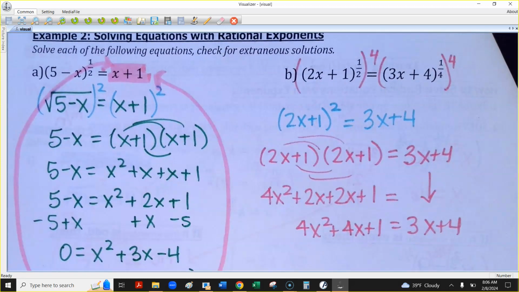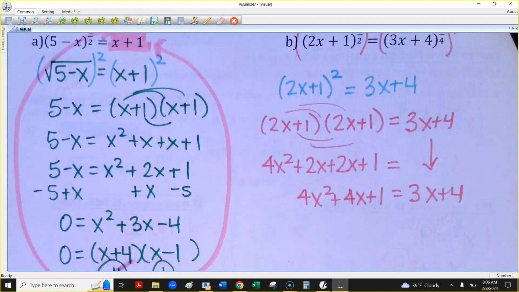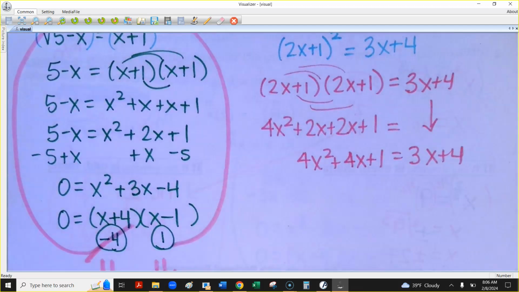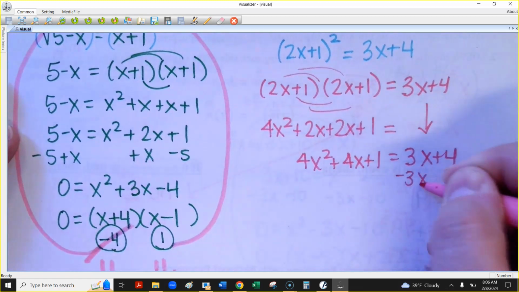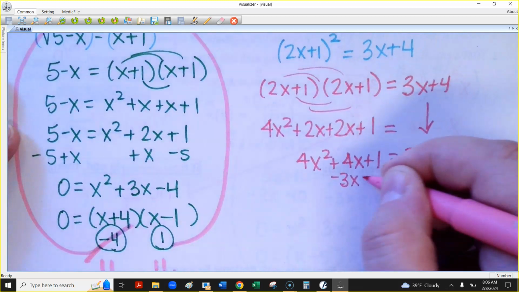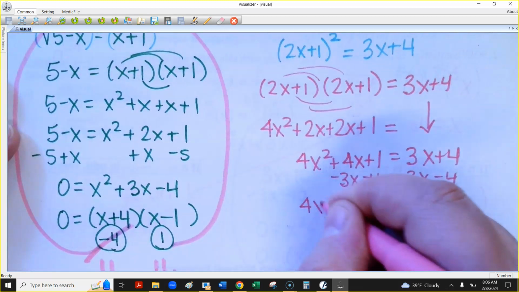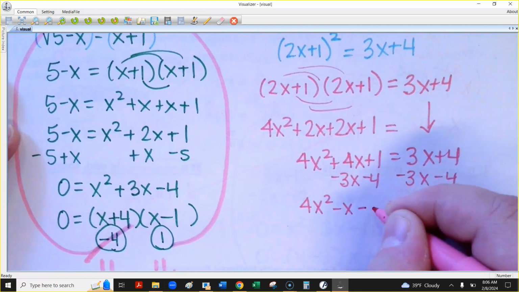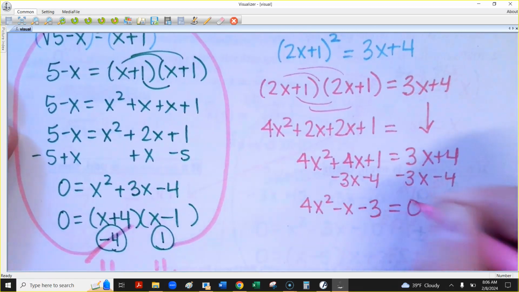Now I'm looking at this and I'm maybe a little bit annoyed because I see a number in front of the x squared. So I know this is going to be a little trickier to factor. But I'm going to set this equal to 0. So I'm going to subtract the 3x and the 4 from both sides. So I'm going to get 4x squared minus x minus 3 equals 0.